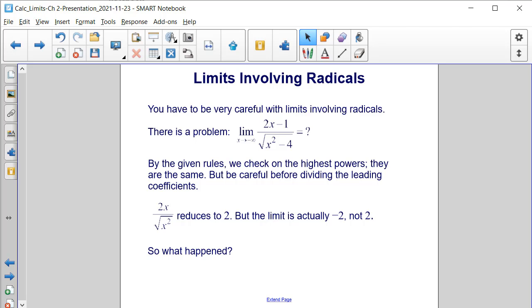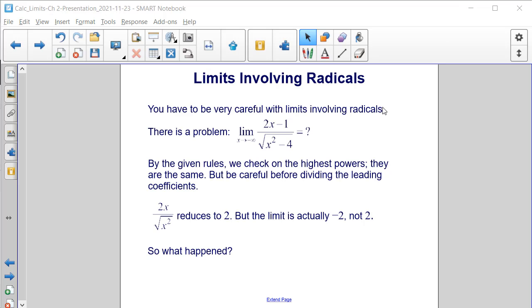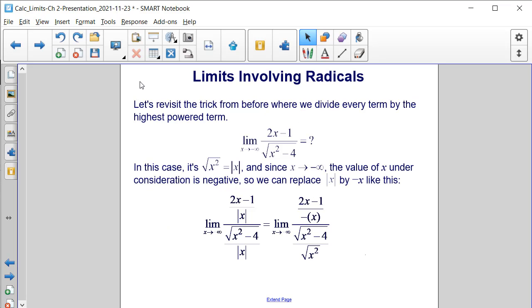And let's see how. If we graph our function in the coordinate plane and we approach negative infinity, we can see that it's clearly going to negative 2, not positive 2. So what happened? Let's revisit the trick from before where we divide every term by the highest powered term.